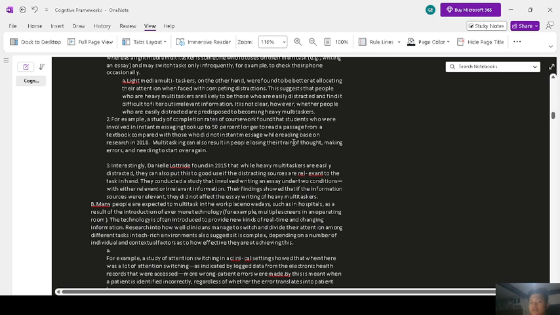For example, a study of completion rates of coursework found that students who were involved in instant messaging took up to 50% longer to read a passage from a textbook compared with those who did not instant message while reading, based on research in 2010.